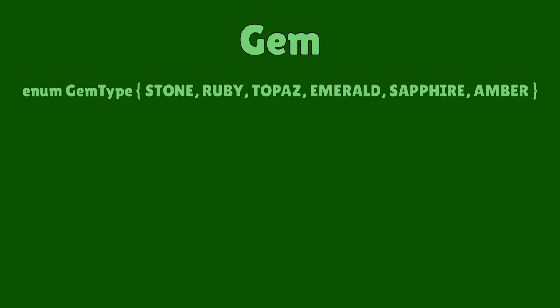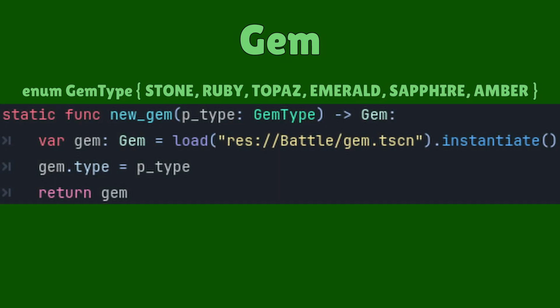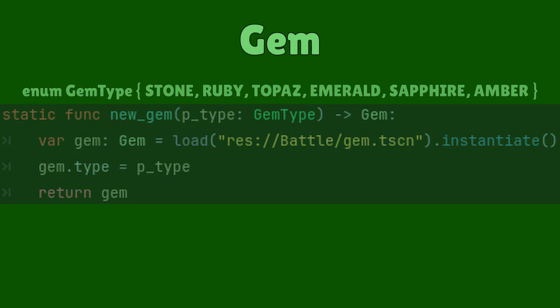So we started on the gem, using an enum to track gem types. We made a static generator function so that the board could select a random type and receive the gem back as a scene to store in its own board, represented as a simple 2D array.